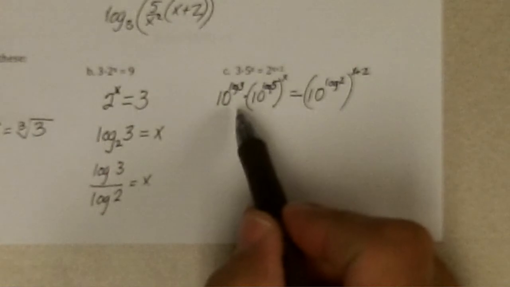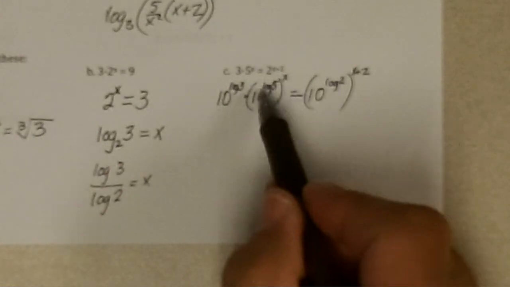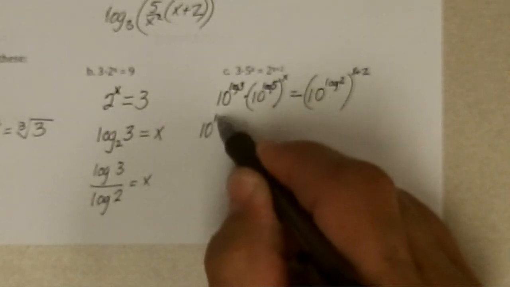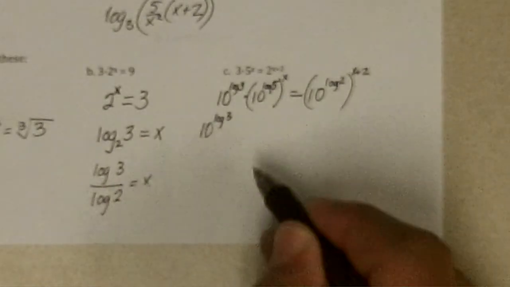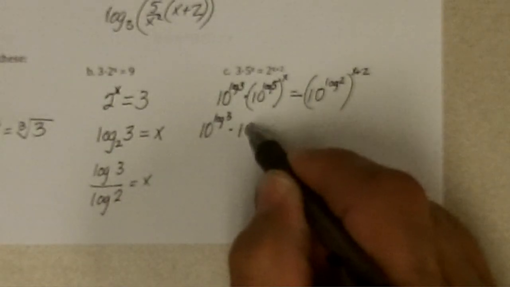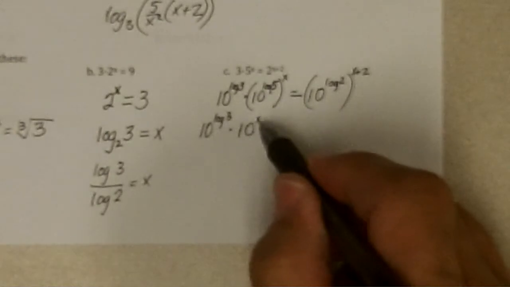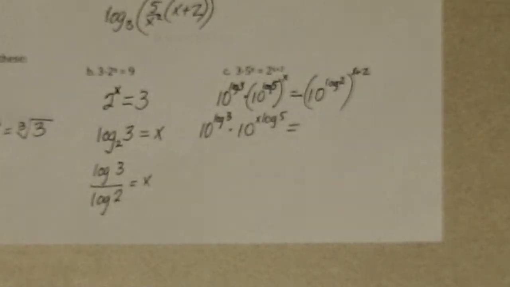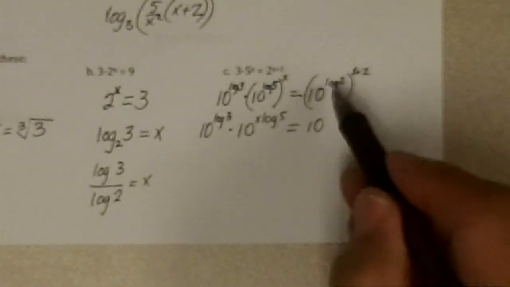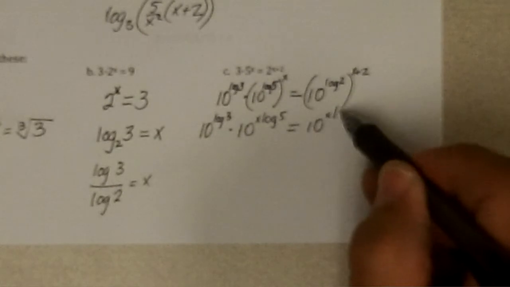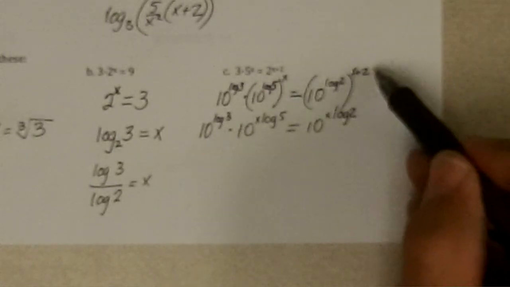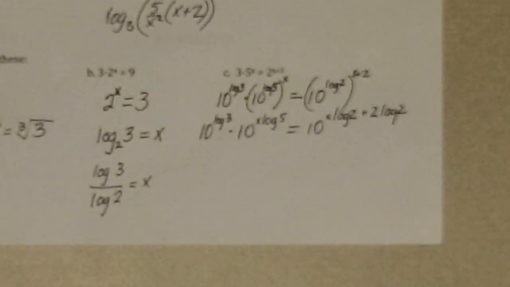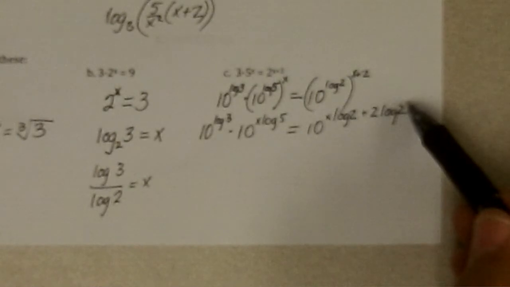Now, when we got a power to a power, we multiply. Power to a power, we multiply. So this becomes 10 to the log 3 times 10 to the x log 5 equals 10 to the log 2 times x, which is x log 2, and log 2 times 2, which is plus 2 log 2. Now we could put the 2 back up as a power, and this would be just a log 4.